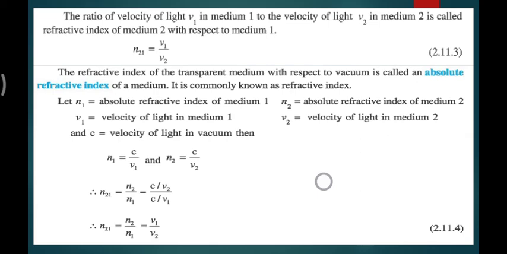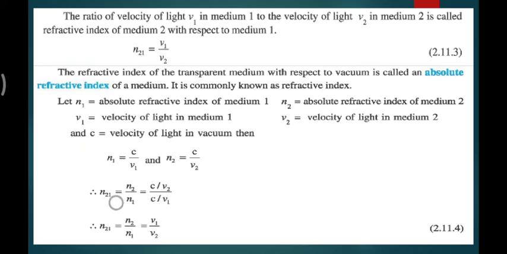c is the speed of light in a vacuum, which is always 3 into 10 to the power 8 meters per second, 3 lakh kilometers per second. So the refractive index of the first medium is c by v1. What is c by v1? It is nothing but the velocity ratio. This is n2 is equal to c by v2.